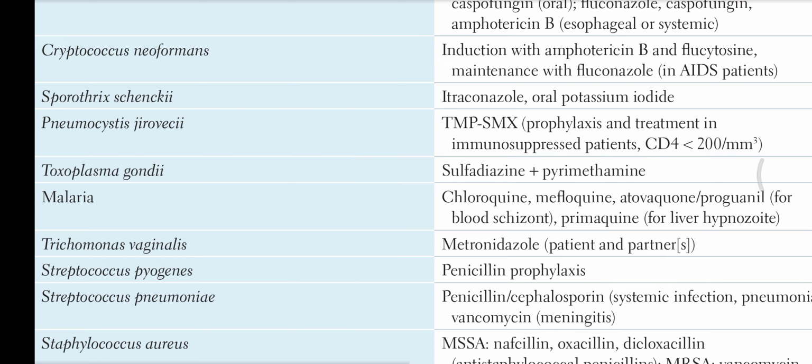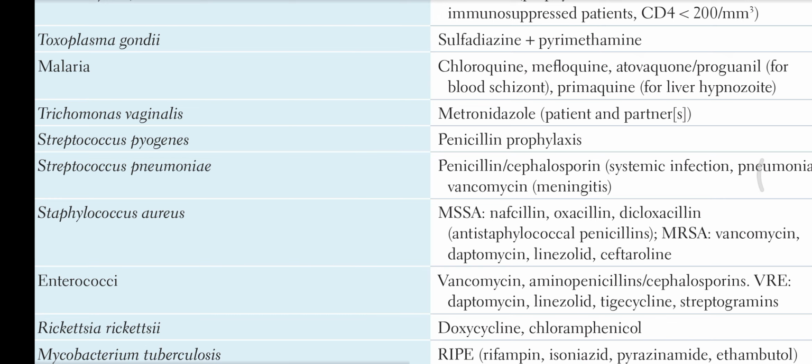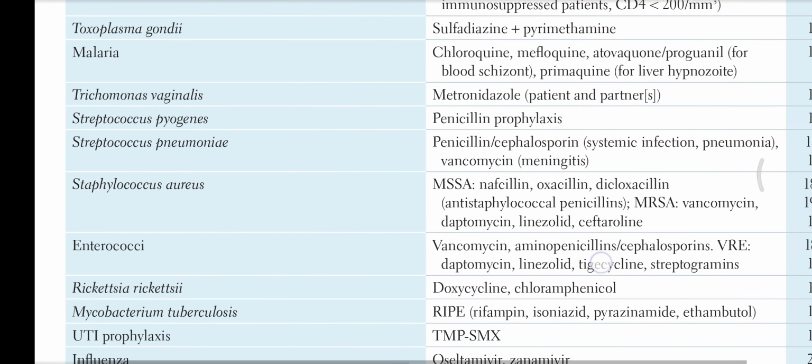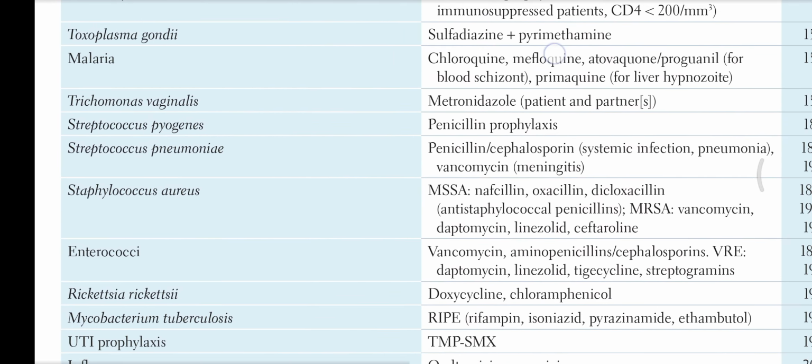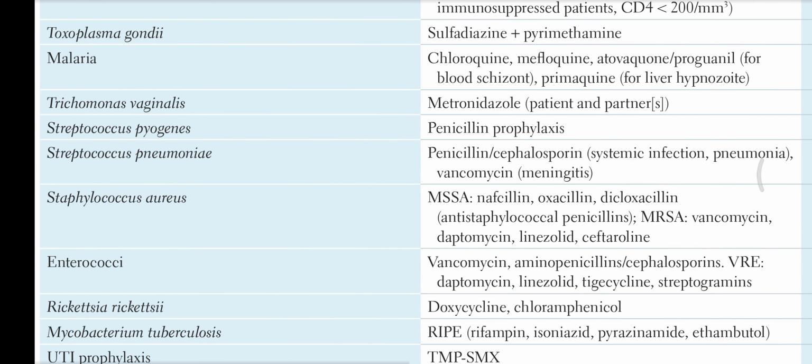Next is Trichomonas vaginalis. Metronidazole is given for both the partner and the patient. Streptococcus pyogenes: penicillin prophylaxis is given. Streptococcus pneumoniae: penicillin or cephalosporin for pneumonia or systemic infections, and vancomycin for meningitis.